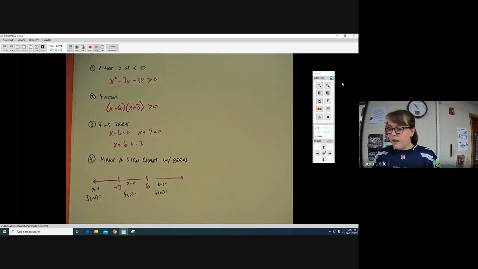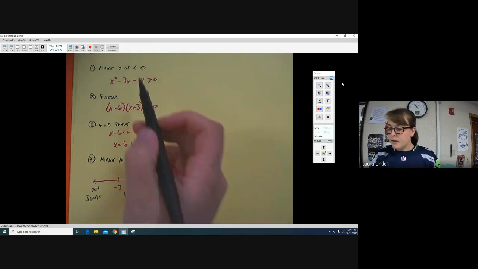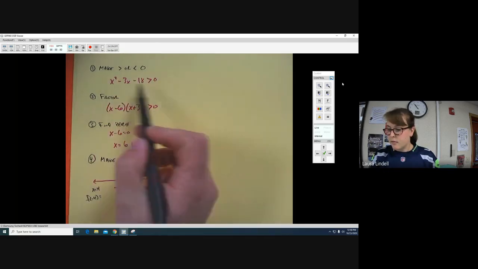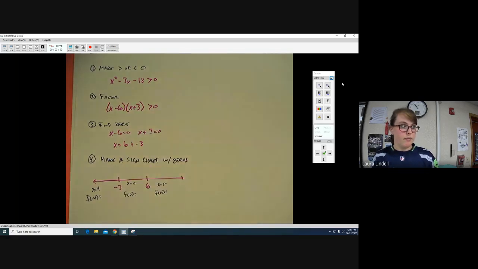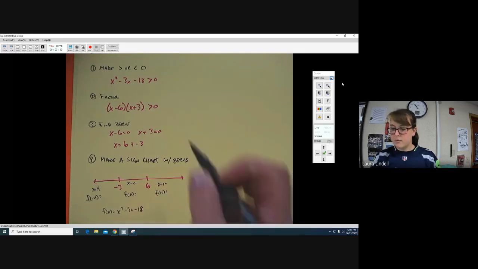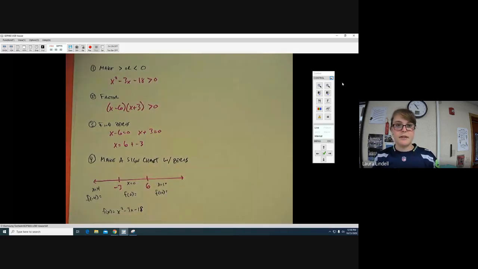Okay, and the thing that I'm plugging it into is the expression that's greater than 0, because that's what I factored and that's what I've been working with. So f of x equals x squared minus 3x minus 18. It's whatever you had that is greater than or less than 0. That's what you're plugging it into.